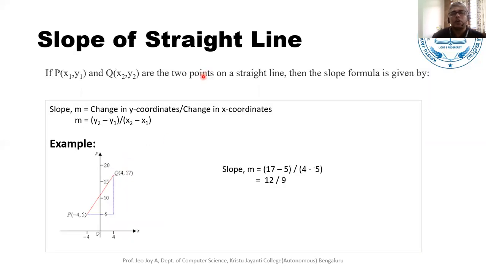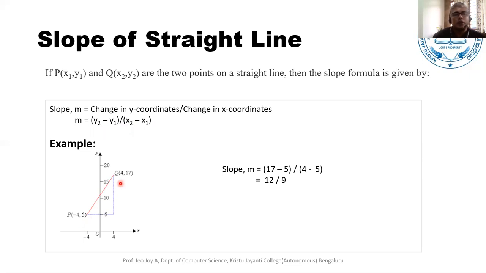The other term you have to learn about a straight line is called the slope of a straight line. If x1, y1 and x2, y2 are the endpoints of a straight line, the slope formula is given as follows. Slope is represented by the letter m, and m is given as the change in y ordinates divided by the change in x ordinates. So y2 minus y1 is the change in the y ordinate, divided by x2 minus x1, which is the change in the x ordinates. This ratio will give you the slope of a straight line.